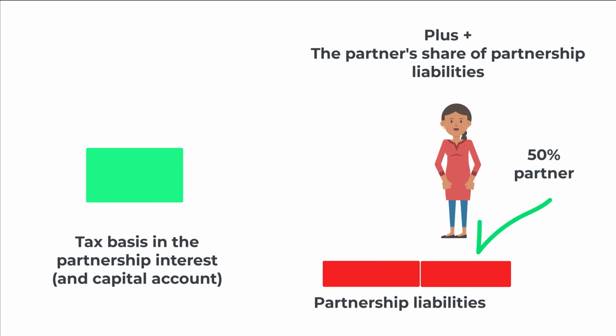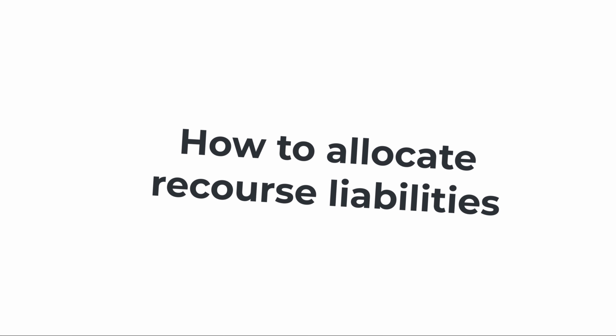If the borrower defaults on a non-recourse loan, the lender can only collect by repossessing any property secured by the loan. If the repossession does not produce enough money to repay the loan, the lender cannot go after the borrower, and the borrower can simply walk away. Recourse and non-recourse liabilities are allocated to a partner by different methods. In this video, we are only demonstrating how recourse liabilities are allocated.